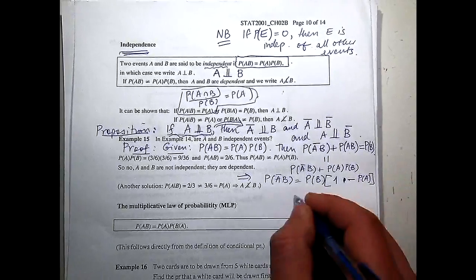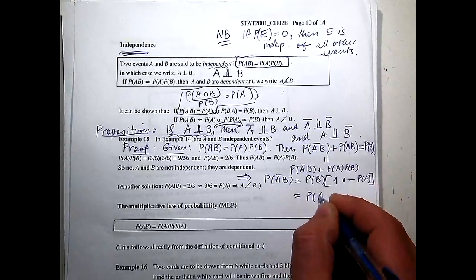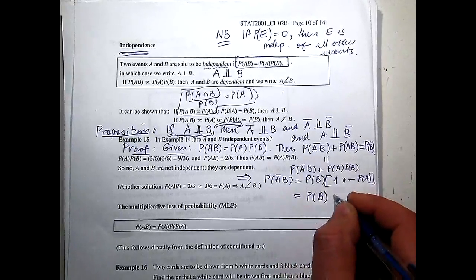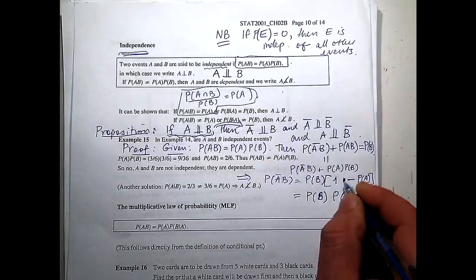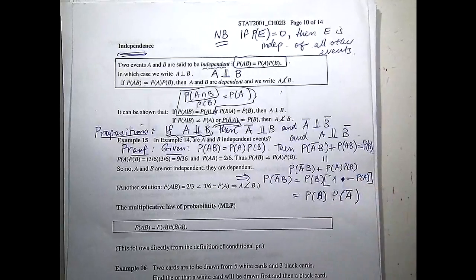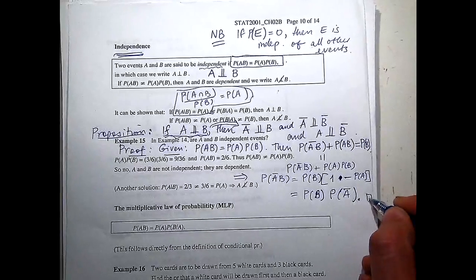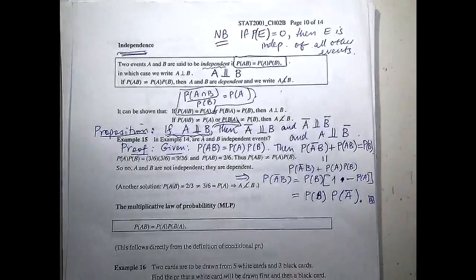Now, can anyone recall what 1 minus the probability of A is? Complements have complementary probabilities, which means the probabilities add up to 1. So the probability of A complement is 1 minus the probability of A. So that's the end of the proof. There's a lot of little propositions that you can prove like that.